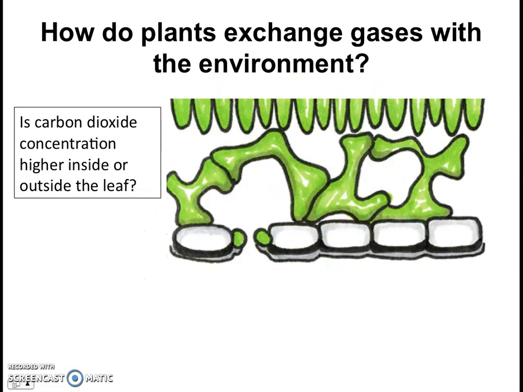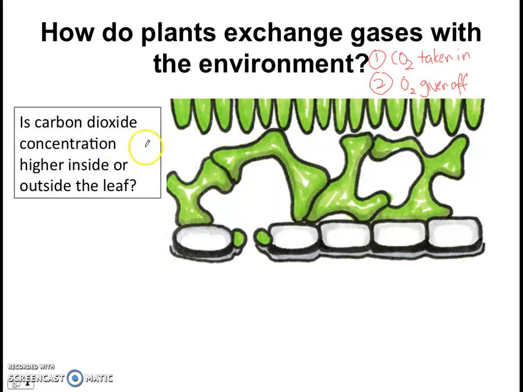So how do plants exchange gases with their environment? Well, to explore this question, we'll look at two gases. The first gas we'll look at is carbon dioxide, CO2, which we know carbon dioxide is required for photosynthesis, and therefore carbon dioxide is usually taken in to the leaf. The second gas we'll look at is oxygen, O2, and we know that oxygen is produced during photosynthesis, so usually oxygen will be given off and move from inside the leaf to out of the leaf.